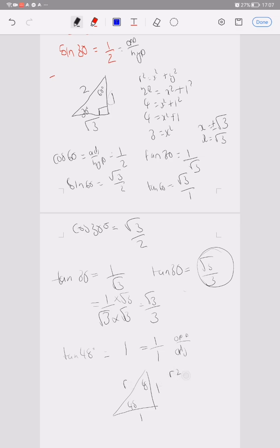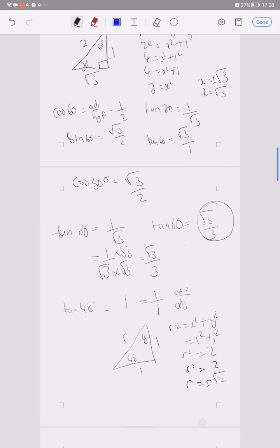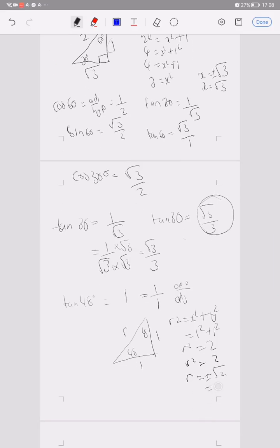So the radius squared is equal to x squared plus y squared, which is 1 squared plus 1 squared, which is 2. Therefore, r squared is equal to 2. Therefore, r is plus minus root 2. Therefore, what are we having? It's plus root 2. Remember, a radius is always positive.